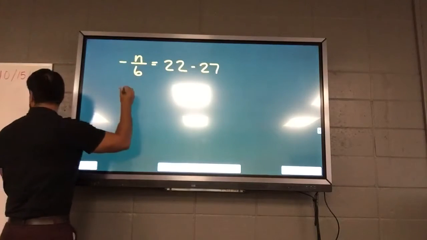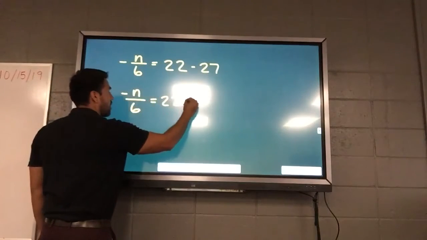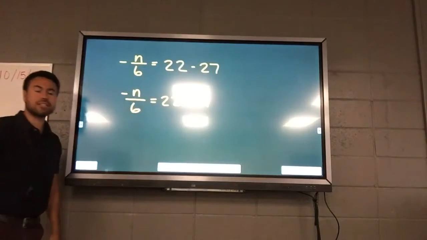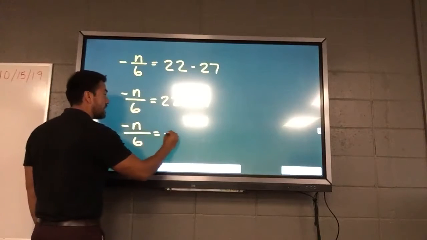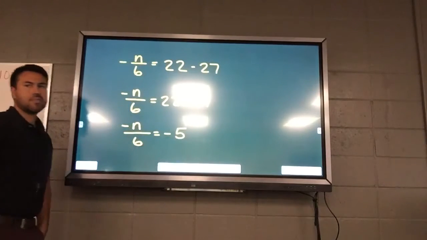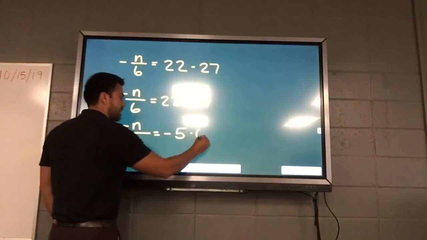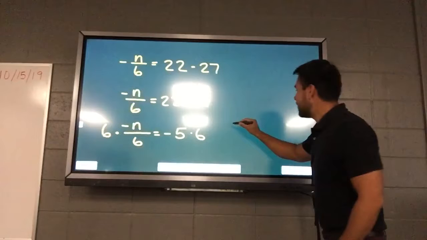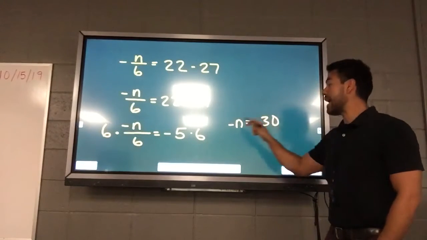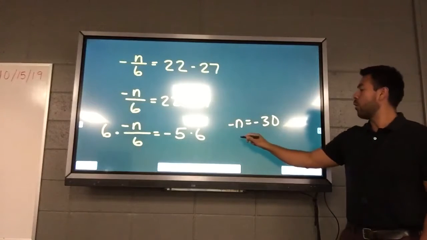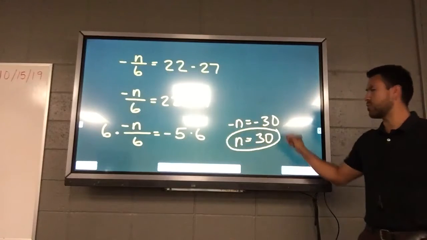All right, so negative n over 6 equals 22 minus 27. First, what's 22 minus 27? So I got negative n over 6 is equal to negative 5. Okay, then what do I do to both sides? Multiply by 6, and I end up with negative n is equal to negative 30. What does positive n equal? Positive 30. So positive 30 is your answer.